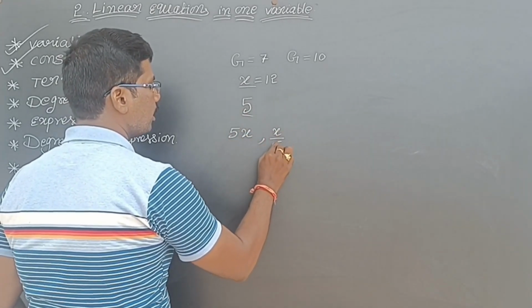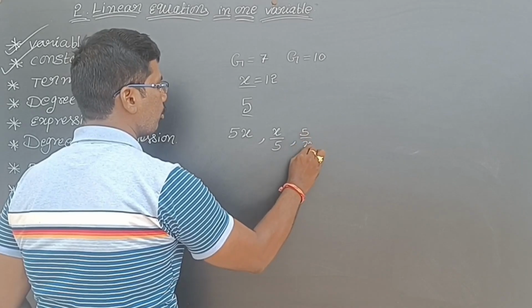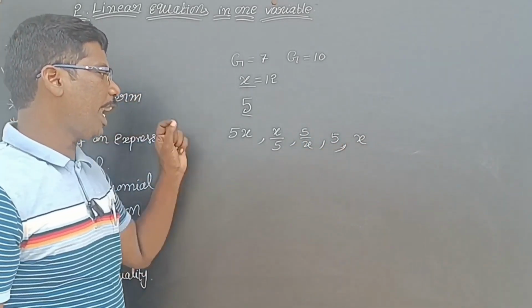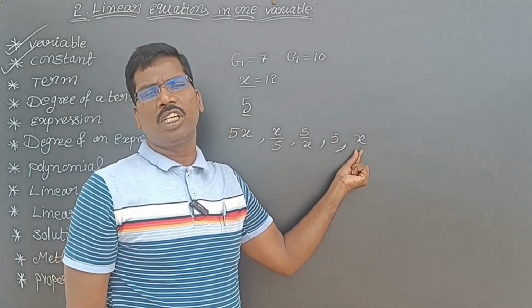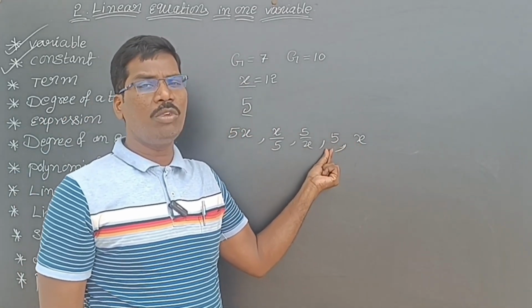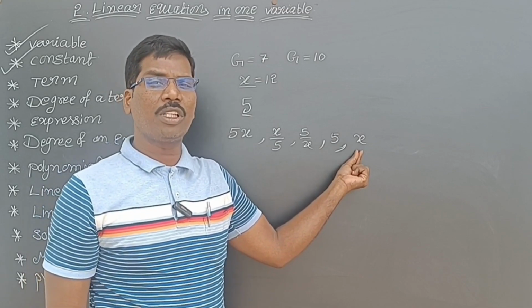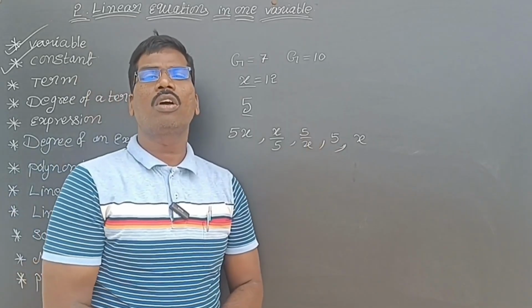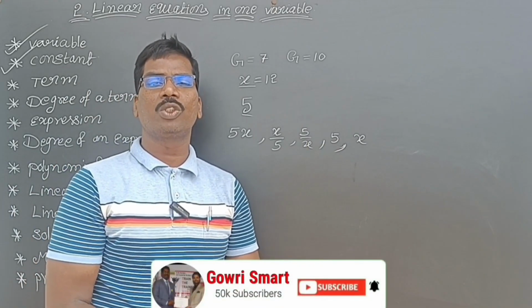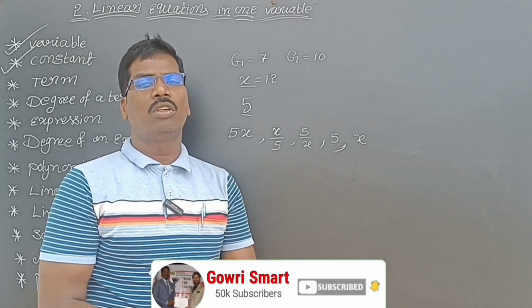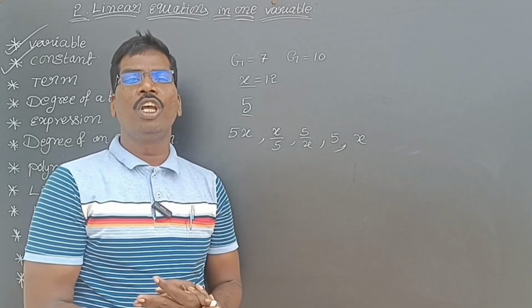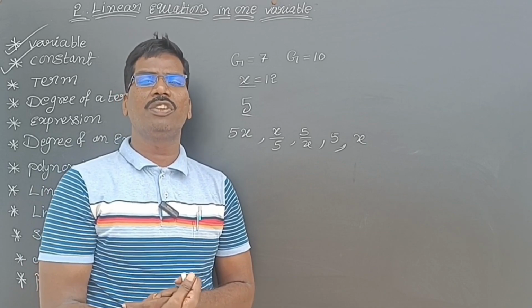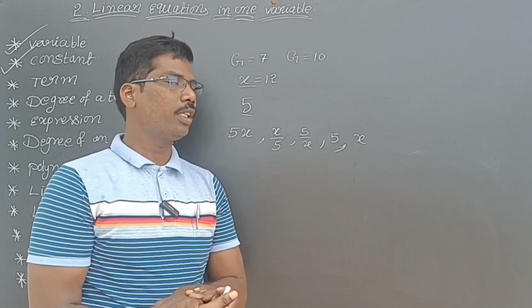x by 5 is a term, or 5 by x is a term, or 5 only is a term, or x only is a term. If you take a variable only, that is also a term; a constant only is also a term. The combination of these 2 with the fundamental operations, multiplication and division, are also called terms. So a term means a variable alone, or a constant alone, or the combination of both with multiplication and division.